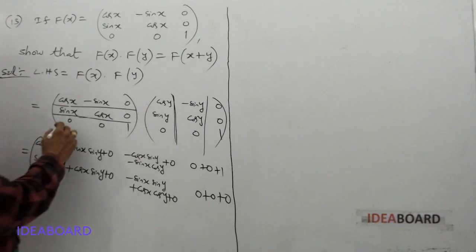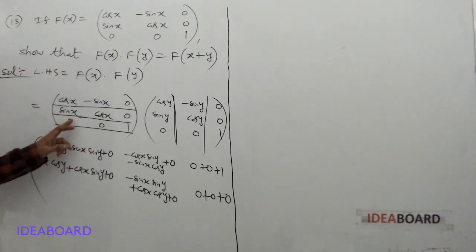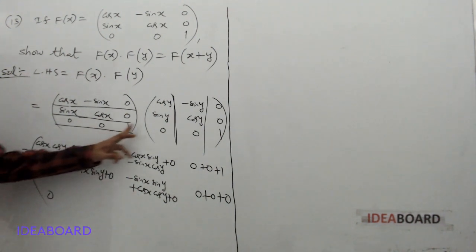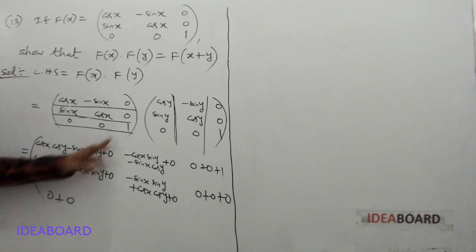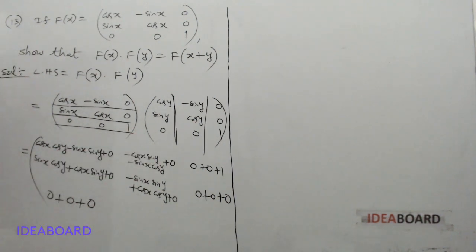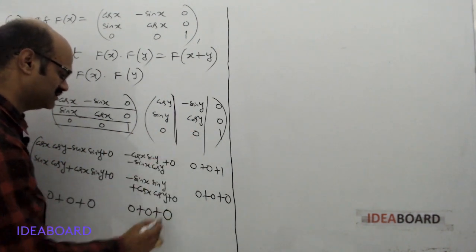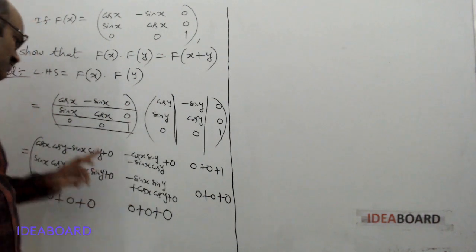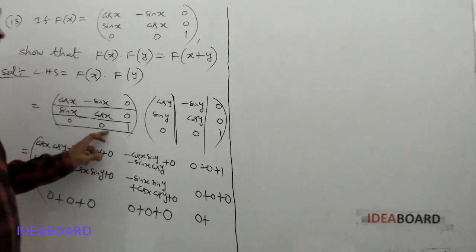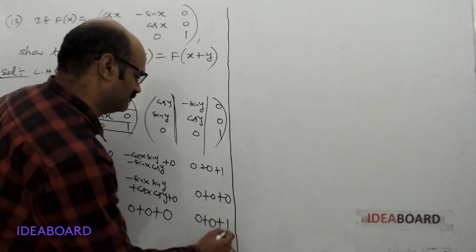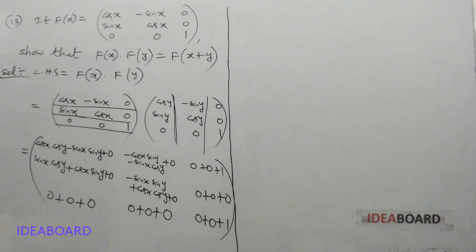Next, we have to multiply third row with the first column. 0 into cos y, so we have to take it as 0. 0 into sin y plus 0. 1 into 0, 0. Next, 0 into minus sin y, 0. Plus 0 into cos y, 0. Plus 1 into 0, 0. 0 into 0, 0. Plus 0 into 0, 0. 1 into 1, 1. This is the matrix we are getting.